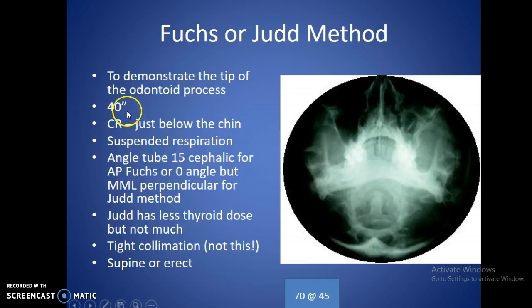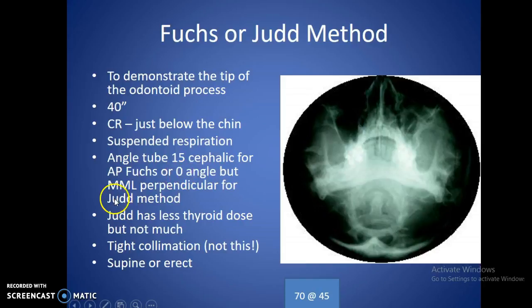This is going to be done at 40 inches. The CR is going to be just below the chin on this one. Suspended respiration. You can angle the tube 15 degrees cephalic, so up towards the head, if you're doing the AP Fuchs method. So it's going to look very similar to the AP axial view that we talked about earlier.